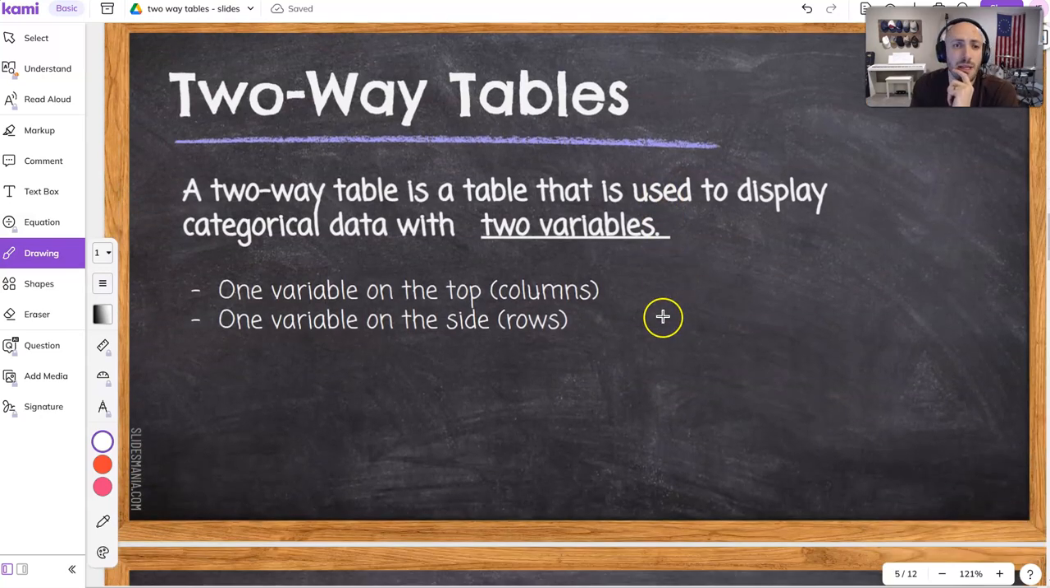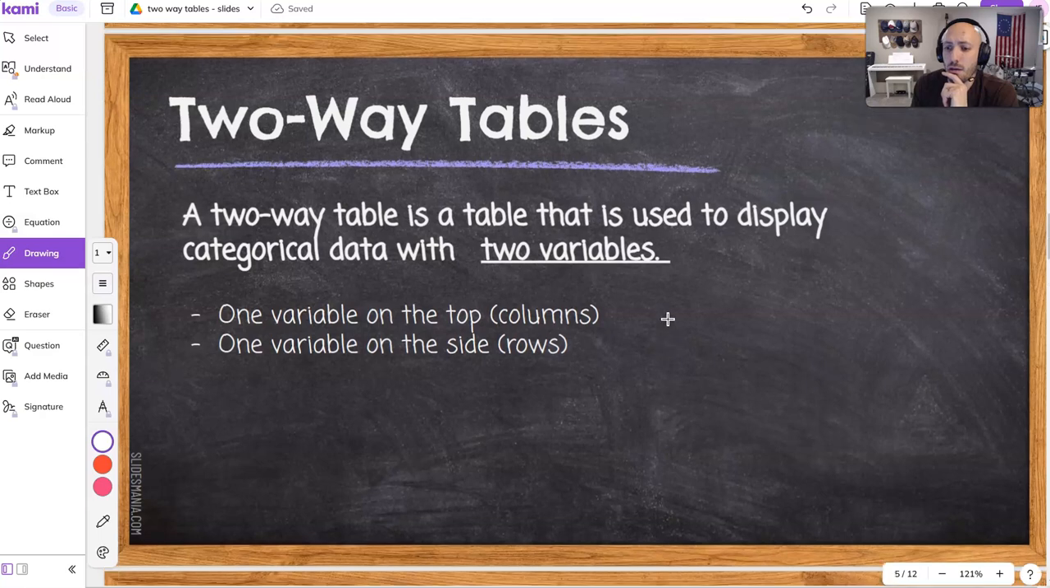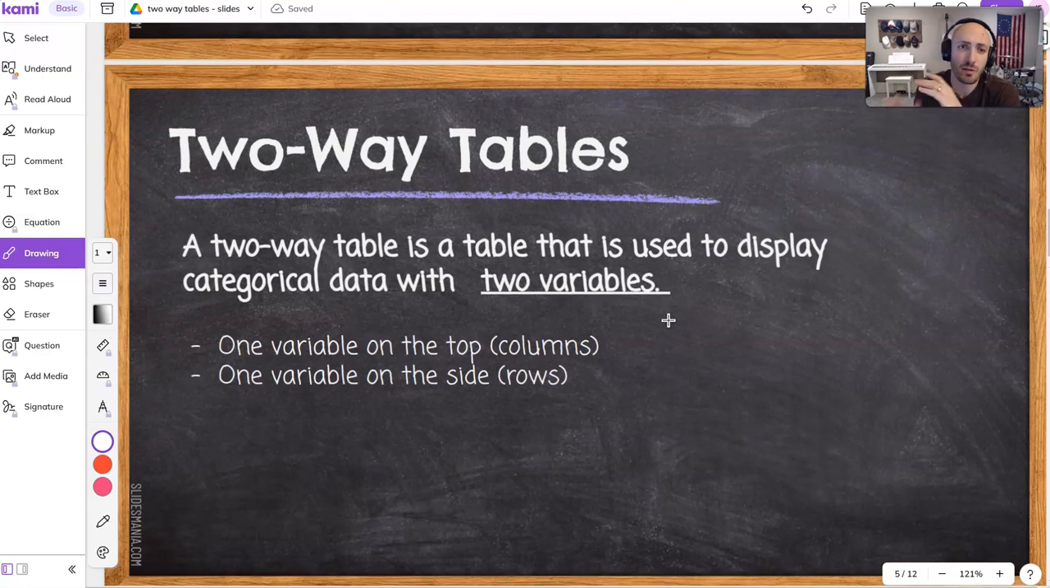All right, a two-way table is the main subject of this video. So two-way tables are a way that we can display categorical data in two variables. So these show up in the form of a grid-like table where you have one variable represented on the top with columns and one variable represented on the left side with rows. And I'll show you some examples of this in a minute here. And this allows us to measure, like I said, two variables at a time.